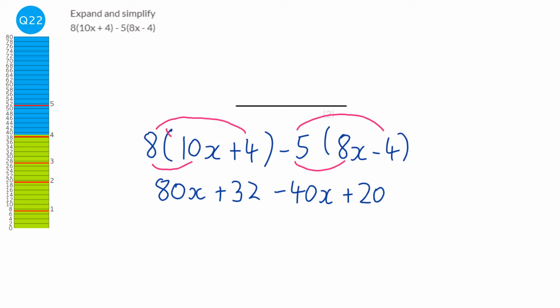And a lot of students will write take away 20 there, but that is a minus 5 on the outside of the brackets there. So it's minus 5 times the minus 4 there will give you a plus 20. Then 80x take away 40x will give us 40x, and 32 plus 20 would be 52. So our answer would be 40x plus 52.